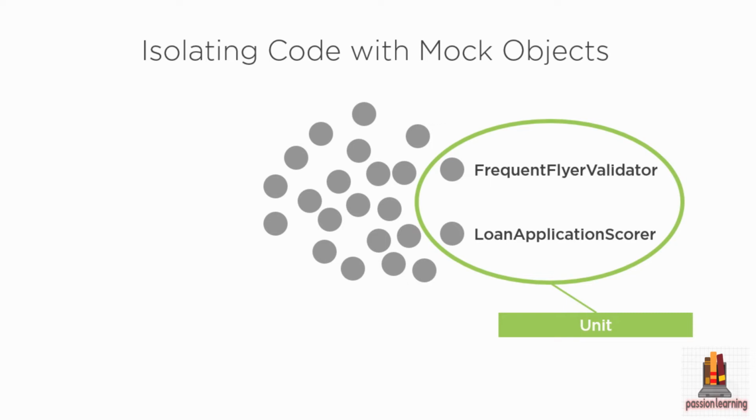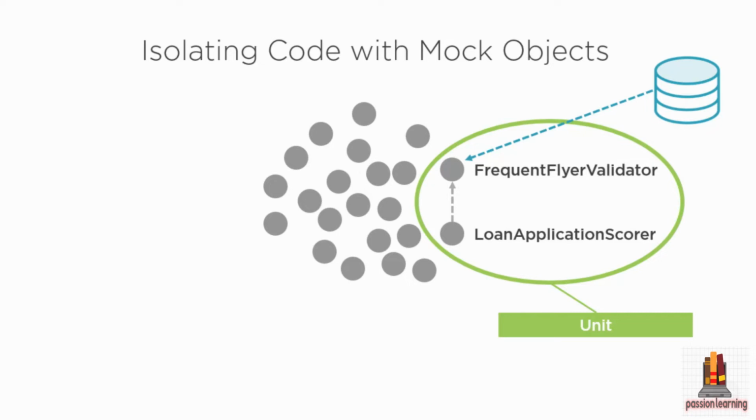Sometimes when we're writing tests, we may want to isolate dependencies or other parts of the system so we can focus on testing a specific class or subset of classes. So for example, if we wanted to create a unit test, but the loan application scorer here has a dependency on a frequent flyer validator, and this frequent flyer validator needs a database to work, we can't create a unit test here. If we didn't want to create an integration test here, we need some way of isolating the loan application scorer from its dependencies.